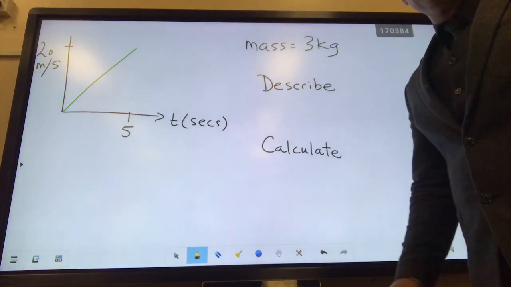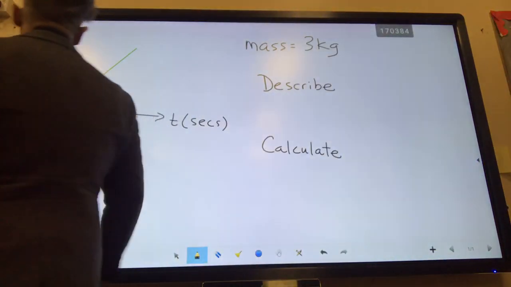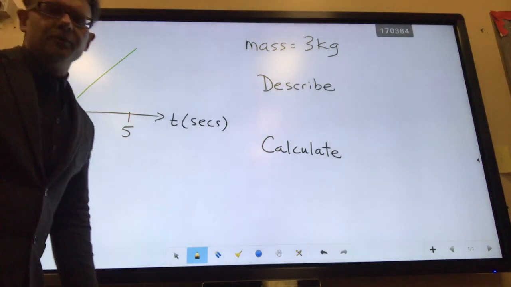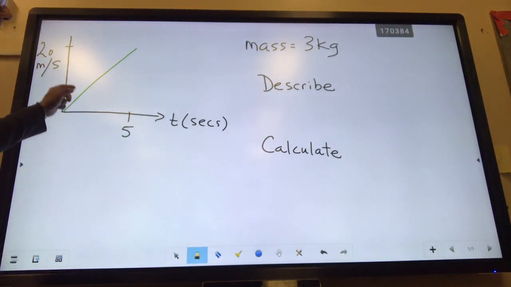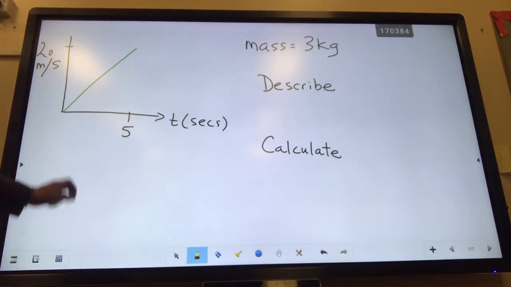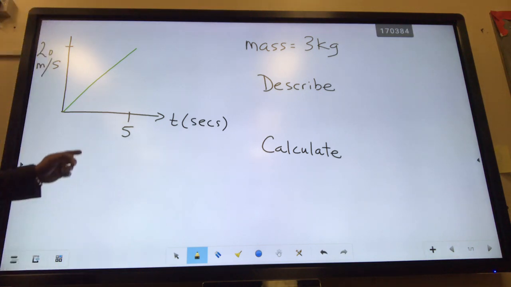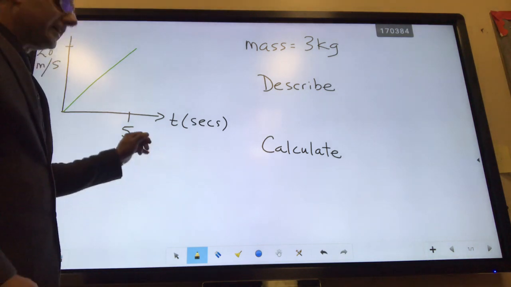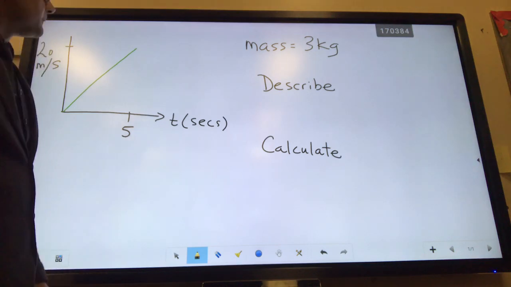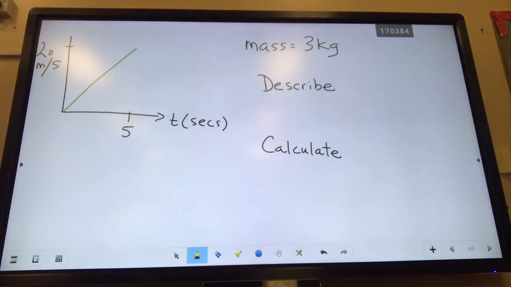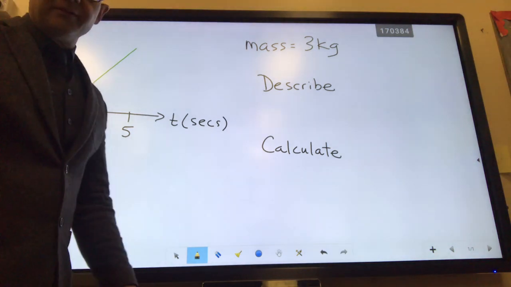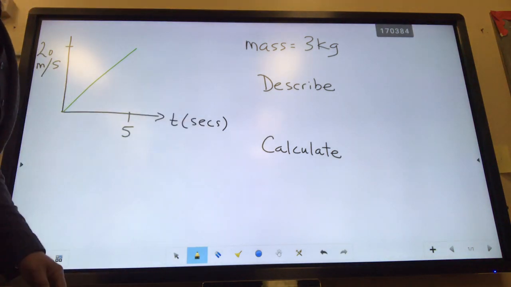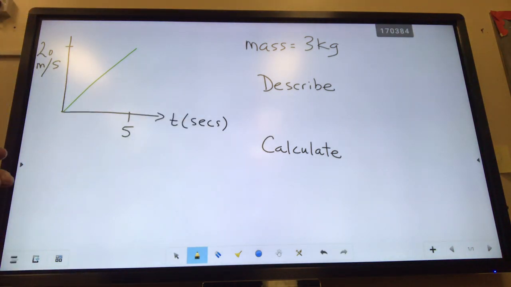Hello again. This is a question showing you how an object is moving, increasing in velocity to 20 meters per second. And you can see that the time taken for it is going to be 5 seconds. Now, in order to show what is going on, we have two keywords here: first of all, describe and calculate. So the first question that students normally ask me is, what is the motion of the object like?